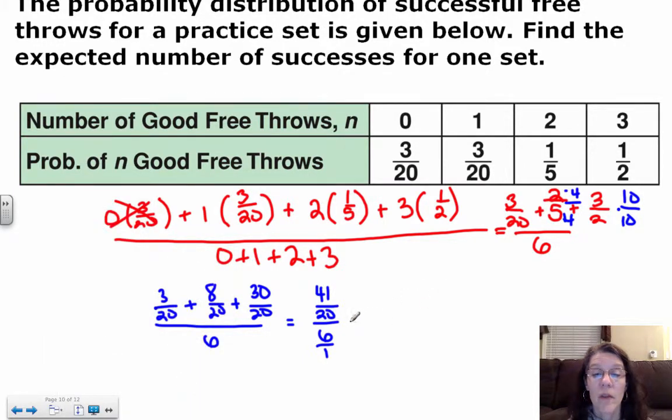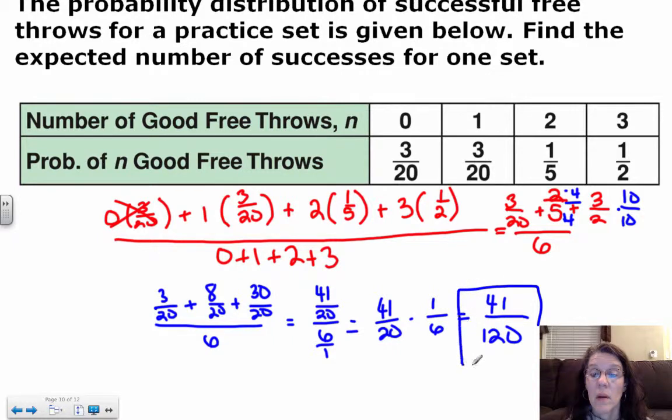All right, let's try that again. We have a 41 out of 20 divided by 6 over 1, which is the same thing as multiplying by the reciprocal, which is 1 over 6, which is 41 out of 120. That is the expected number of successes for that.